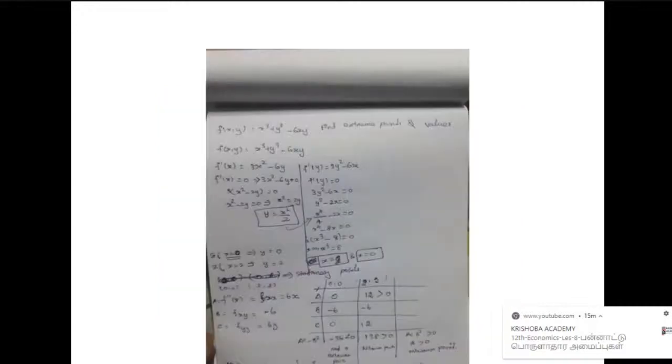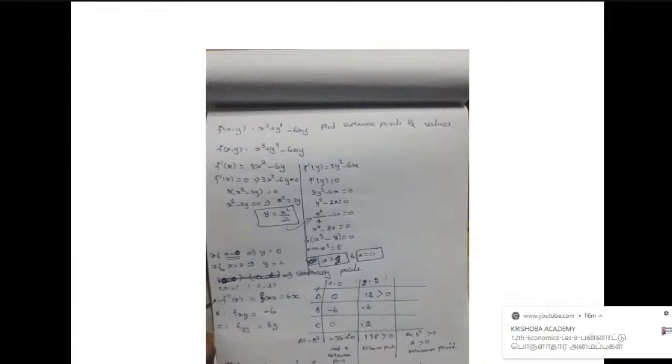Another example: x cube plus y cube minus 6xy. Here a is equal to minus 2, so we write the point as minus of minus 2 comma minus of minus 2, that is 2 comma 2. Then substitute these values 2 comma 2 in f of x, y, and we can find the minimum value. Here the minimum value is minus 8.